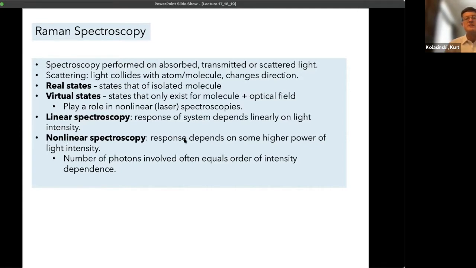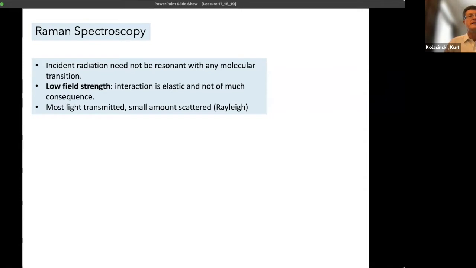Nonlinear spectroscopies are when the response of the system depends on some higher power, squared, cubed, something like that, of the intensity of the exciting light. And often the number of photons involved is equal to that power, the order of the intensity dependence. A second order power dependence often means that 2 photons are involved. The Raman spectroscopy that we'll talk about today is indeed a 2-photon phenomenon. We'll show you what we mean by that.